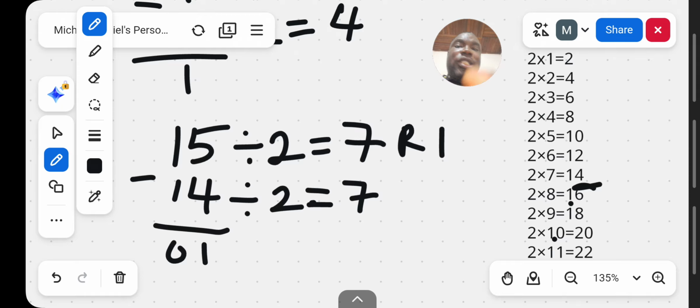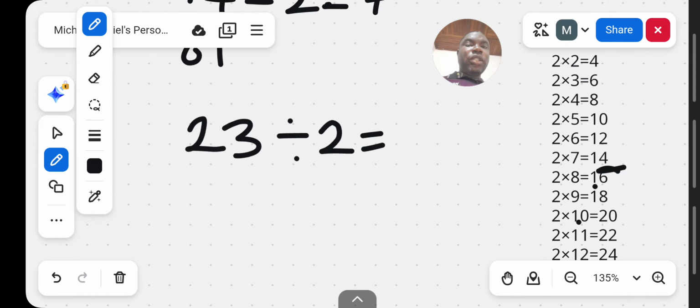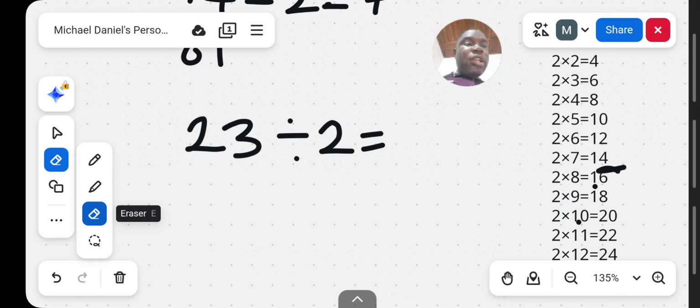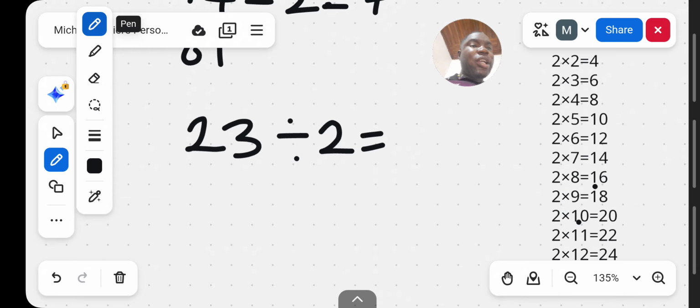Okay, now we have 23 divided by 2. Now, if you read the 2 times table, you won't get 23, would you? No, you won't get 23. But if you look at the 23, when you read your 2 times table, you see that 23 is between 22 and 24, somewhere here. Because 2 times 11 is 22 and 2 times 12 is 24. So remember, we can't use 24. So what do we use? 22. We ask ourselves the question using 22.